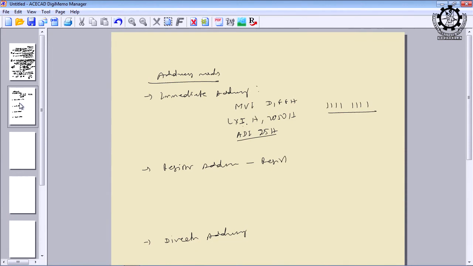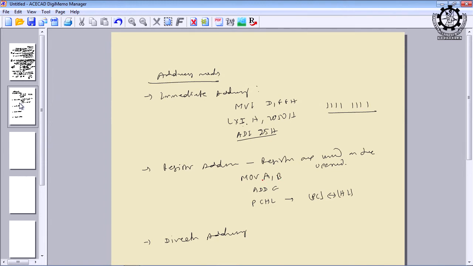Then in the register addressing, the registers are used as the operand. Registers are used as the operand. Example, MOV A, B, ADD C, PCHL. Okay. So, what is MOV A, B? Always the source is on the right side and the destination on the left side. That is the default for all Intel series of microprocessors. But if you go for Motorola, it is reverse. Okay. So, MOV A, B: understand that B content will be transferred to A.